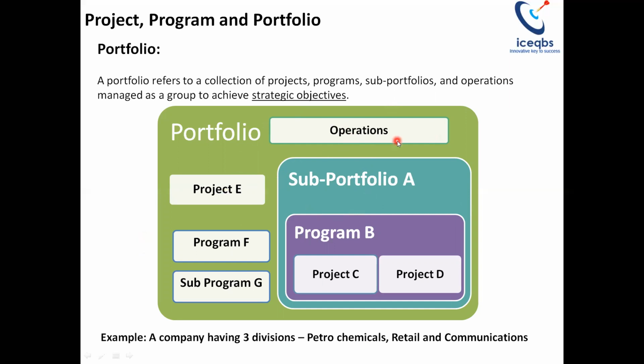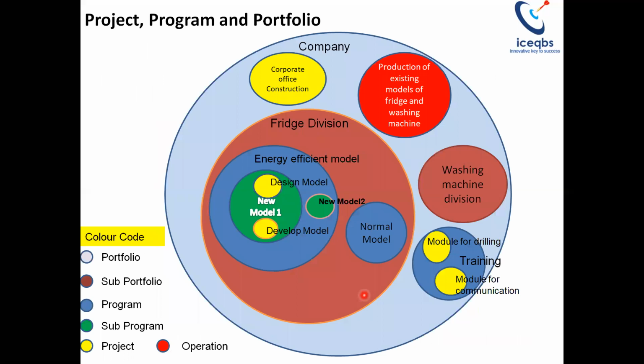In order to achieve the strategic objectives of the company, how we are going to coordinate all those activities will be very important. An example for a portfolio is a company having 3 divisions, that is petrochemicals, retail, and communications, which are independent of each other, but how the activities can be coordinated so that we will be able to achieve the strategic objectives of the company. So here is an example. The color coding for the different terminals is given here.